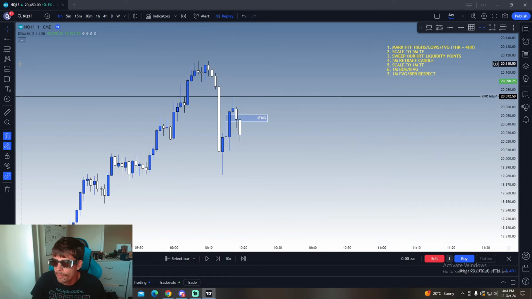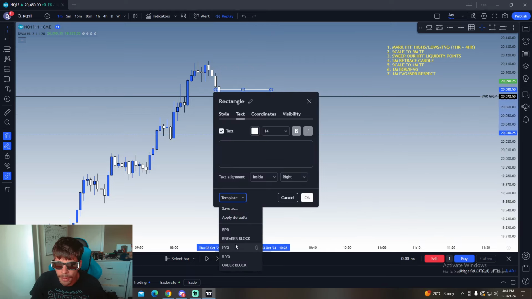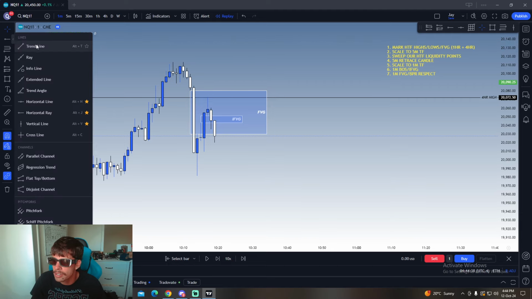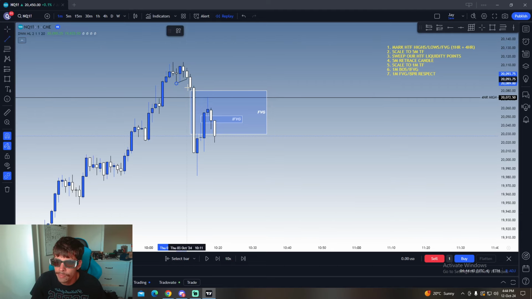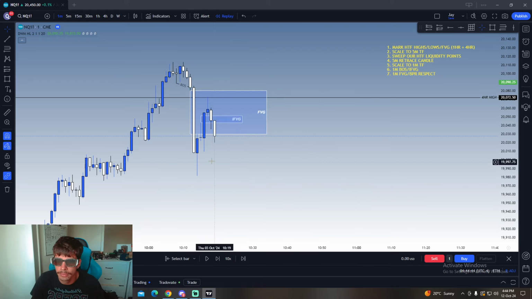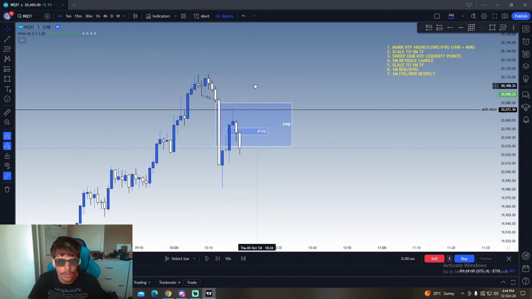And now we've just inversed this. We've respected this fair value gap. You could also count this as a 1 minute break of structure because we closed below the previous low. Okay? So all we can do now is enter.